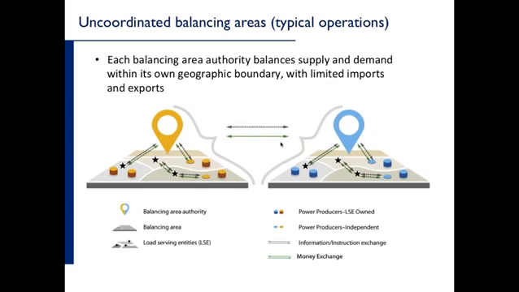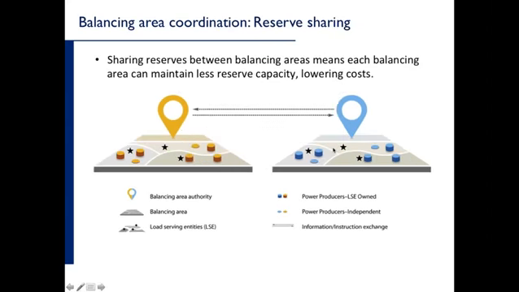Oftentimes, if you have two totally uncoordinated balancing regions, as I talked about in the example of ramping a few minutes ago, there's really not much that's being exchanged here. There might be some scheduled transactions, but the balancing is essentially done separately for the system on the left and also for the system on the right. One aspect of coordination might be reserve sharing. This is often contingency reserve sharing.